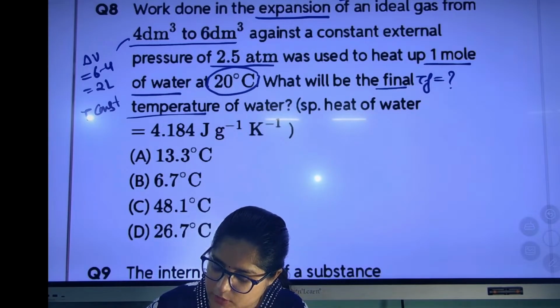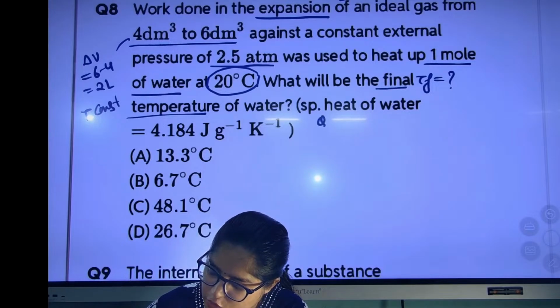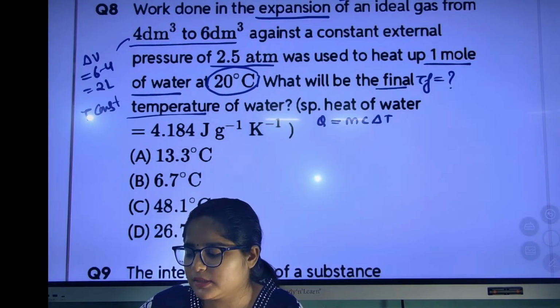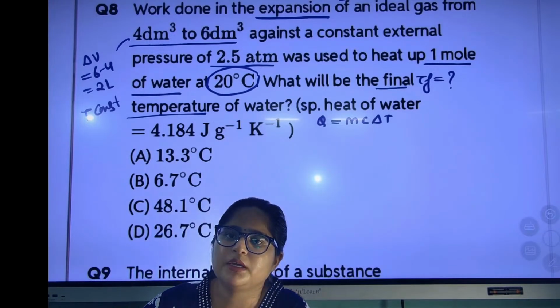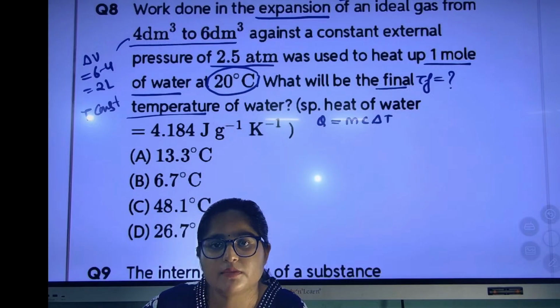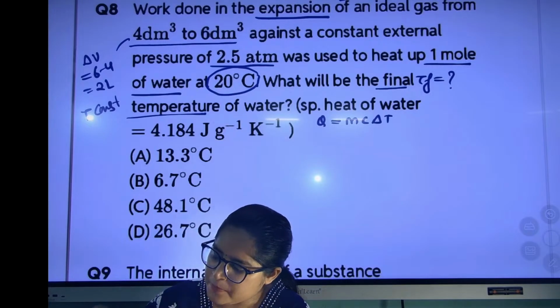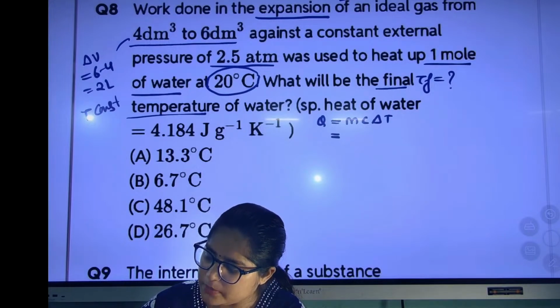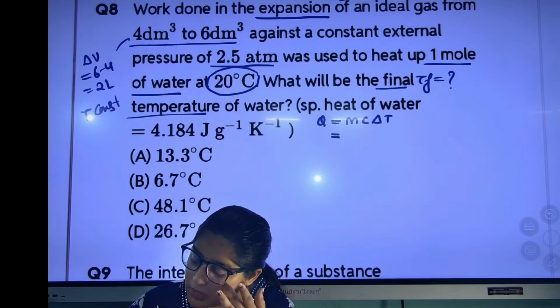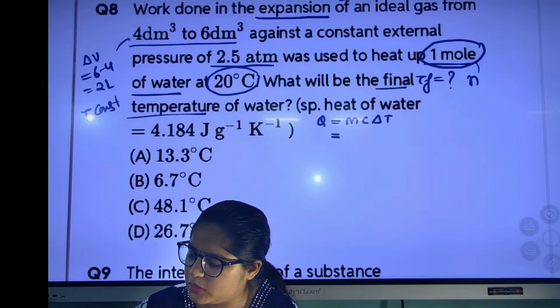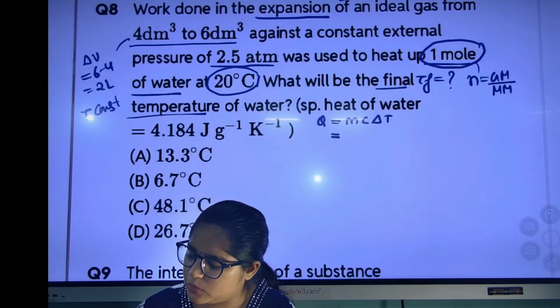So what is the formula for specific heat? Tell me first. Heat Q will be equal to mc delta T. Q will be our heat, m will be the given mass, c will be specific heat, delta T will be T final minus T initial. So we need to find out the mass. How will we find the mass? They are saying water and mole is given. So we know mole is equal to given mass by molar mass.